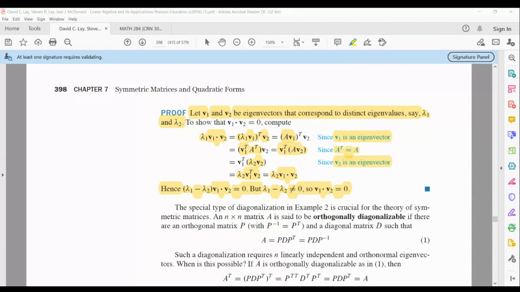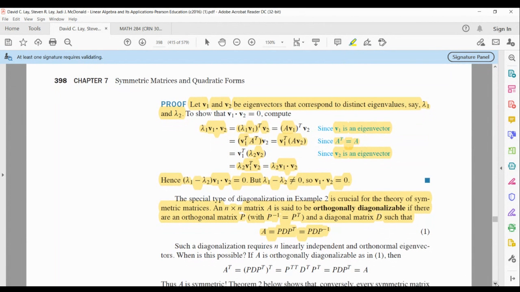So this special type of diagonalization is crucial for the theory of symmetric matrices. And like I emphasized, a square matrix A is orthogonally diagonalizable if there's an orthogonal matrix P and a diagonal matrix D such that A equals P times D times P transpose, which equals P times D times P inverse. But that means the matrix P has to have orthonormal columns.